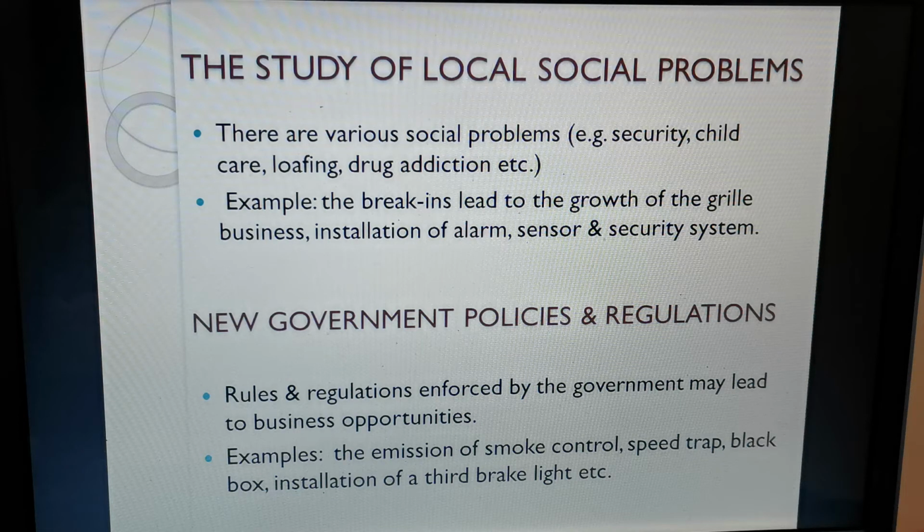The next one is new government policies and regulations, which also have influence. Rules and regulations enforced by the government may lead to business opportunities. For example, emission smoke control, speed traps, black boxes, installation of the third brake light, etc. When the government implements a policy or regulation, we need to make some changes that will impact society, and this will become opportunities for entrepreneurs.